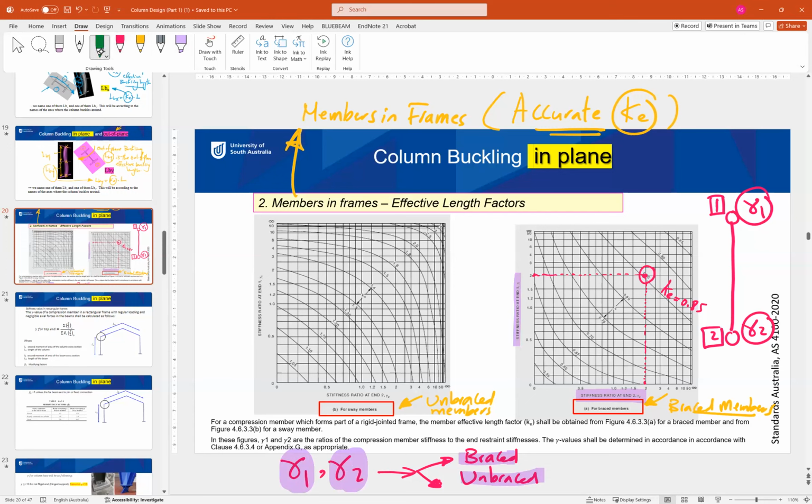In a similar way, for an unbraced member, you will need to find gamma 1 and gamma 2. Same procedure but different values. Again, if we have gamma 2 equal to 2 and gamma 1 equal to 2 as well, we create a line here and a line like that. In this case, for example, KE equal to 1.6, while in the braced case, KE equals 0.85. This is just an example of how, if you found gamma 1 and gamma 2, you can easily go to the chart to find the value of KE.